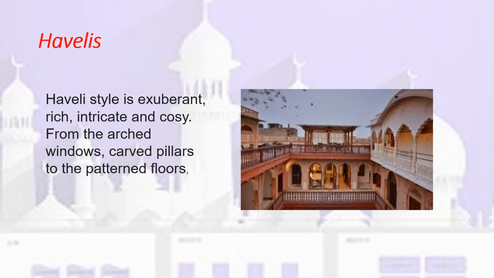So, to conclude this, the main features of Islamic architecture are the dome, mosques, tombs, gardens, forts, and havelis.